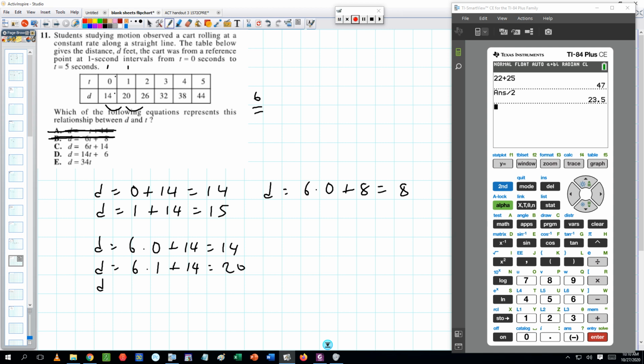Good. A 2 goes in. 6 times 2 is 12. 12 plus 14 is 26. Good. I'm satisfied. Our answer is C.